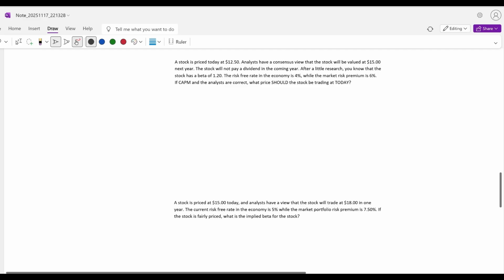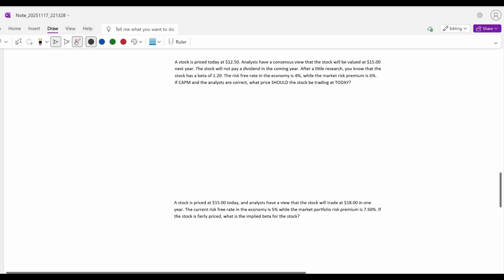Moving along, a stock is priced today at $12.50. Analysts have a consensus view that the stock will be valued at $15 next year. The stock will not pay a dividend in the coming year, and after a little research, you know that the stock has a beta of 1.2. The risk-free rate in the economy is 4%, while the market risk premium is 6%. So if CAPM and the analysts are correct, what price should the stock be trading at today?